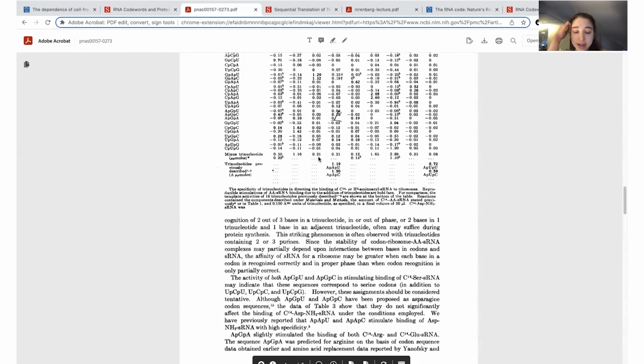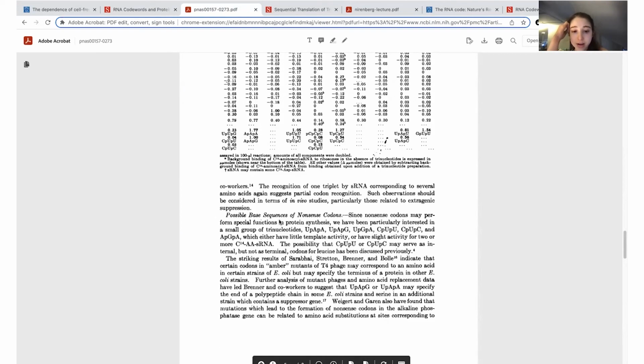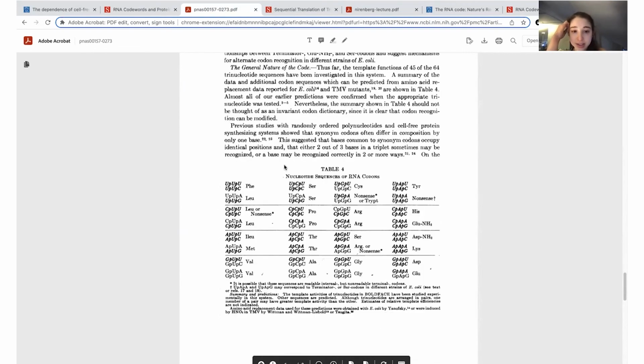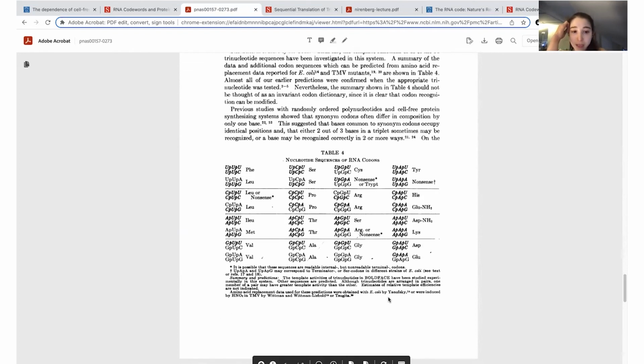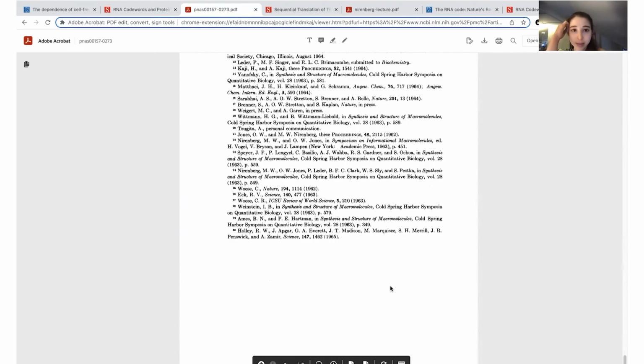And so you can see that in cases where something gets caught, you're going to see a bigger number. A lot of these are negative because I think it's just because they're subtracting out the background. But you can see that they put in bold the ones that are actually coded for by that thing. And then they summarize all of this data in this codon table, which is pretty awesome. And they talked a little bit about the significance and stuff.